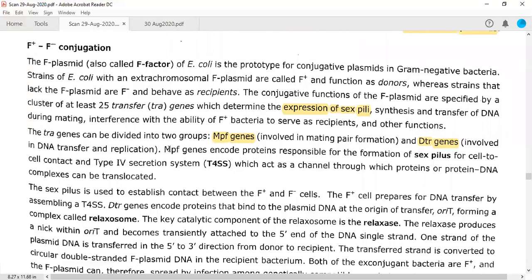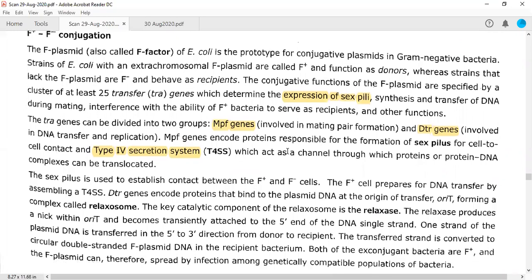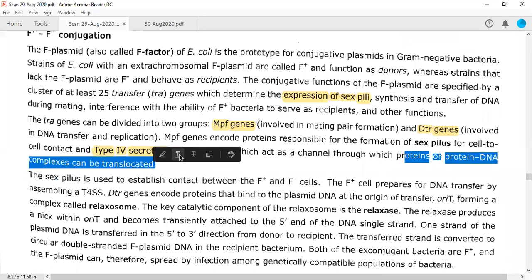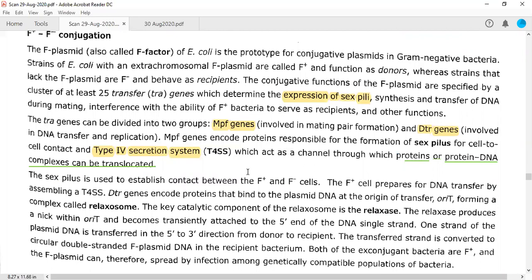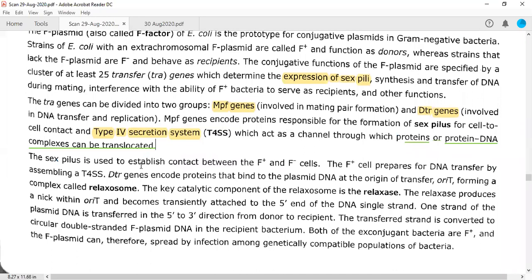Now the MPF genes encode a secretion system. The mating pair formation genes will make the pilus for cell to cell contact, and there is a type 4 secretion system, a channel through which the DNA or plasmid will be transferred from one bacterium, the donor, to the recipient. Through it, proteins or protein-DNA complexes can be translocated from one bacterial cell to another. The pilus is used to establish contact between the F positive and F negative cells, and this is a product of the MPF genes, right?